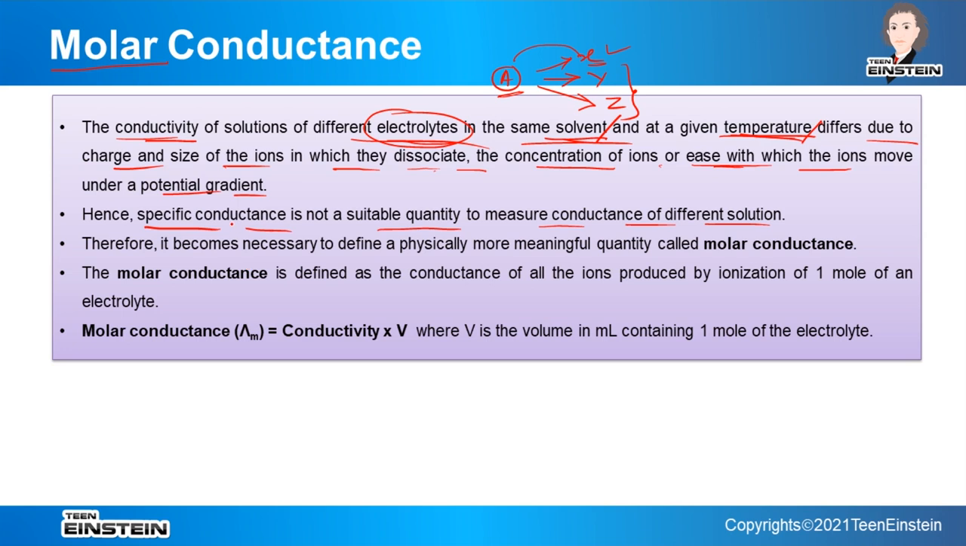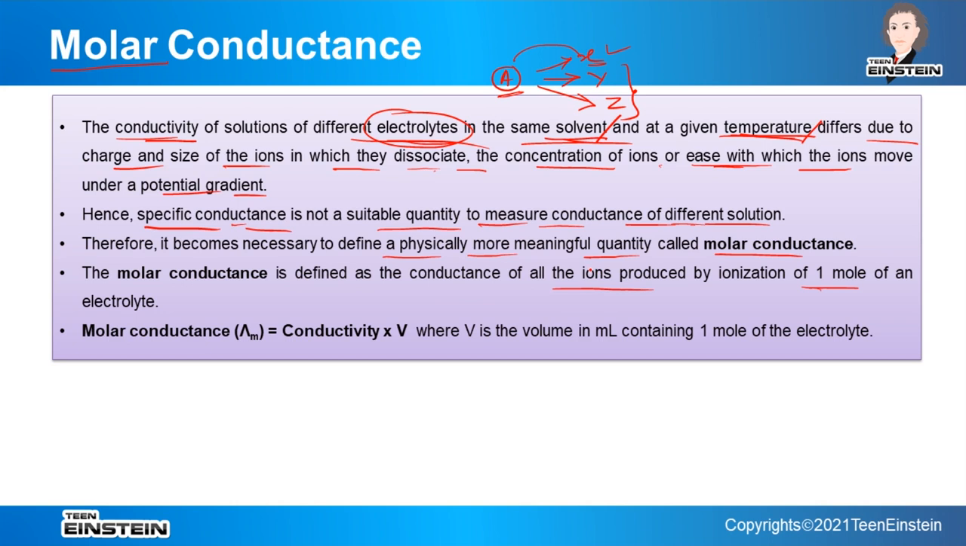As specific conductance is not a suitable quantity, so that we can measure conductance of different solutions and compare them, it becomes necessary to define a physically more meaningful quantity, which is known as molar conductance. So this is the reason why we have introduced a new term, and it is defined as the conductance of all the ions produced by ionization of 1 mole of an electrolyte.